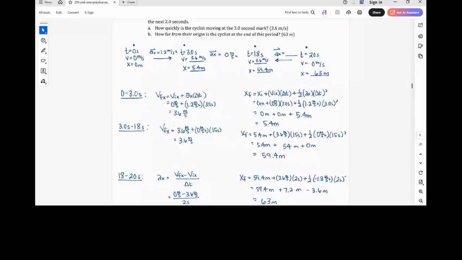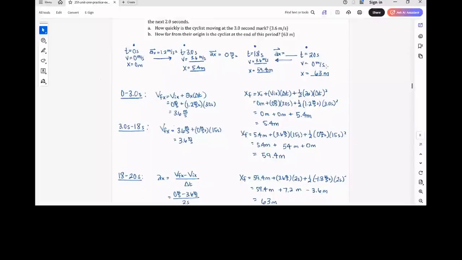So I'm going to take the final position from the previous step, make that the initial position on this step. At t is equal to 3 seconds, the velocity is 3.6 meters per second. My delta t is 15. And I know that there's no acceleration, so this entire last term is going to cancel out. And I have 5.4 meters plus 54. That's 59.4, so just under 60 meters away from their starting point after 18 seconds of cycling.